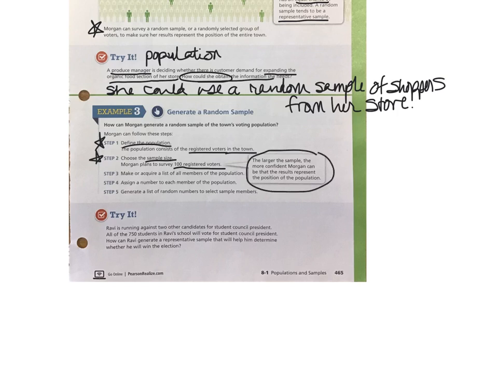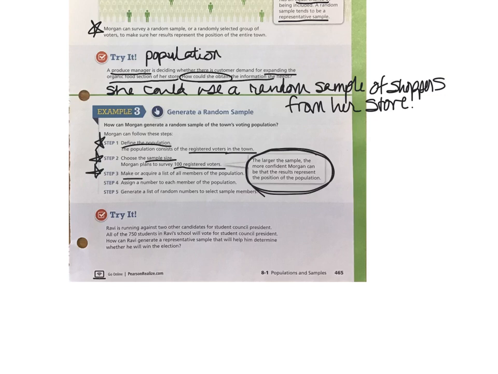Now here's another key. The larger the sample, the more confident Morgan can be that the results represent the position of the population. In other words, if she's got 2,400 and some odd registered voters in her town, and she only surveys 10 people that she knows, will she actually get an accurate picture? Probably not. So the larger her sample size, the more confident she can be that her results will represent the position of the entire population.